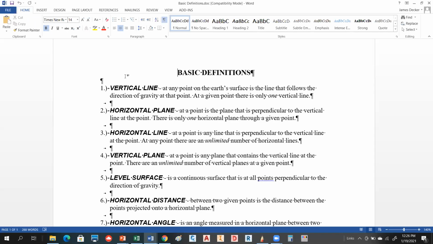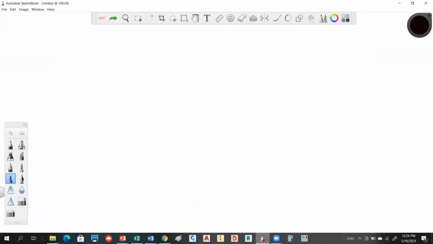Okay. So at a point, if you hold a plumb bob at a particular point, there's only one vertical line that exists. The other thing about vertical lines is that they're not parallel, okay, due to the way gravity works. Let me just real quickly go over here. So if you look at this diagram, if you're on a surface like this, when you hold a plumb bob over here, it's following that direction of gravity. When I hold a plumb bob over here, it's following that direction of gravity. So technically, these are not parallel.